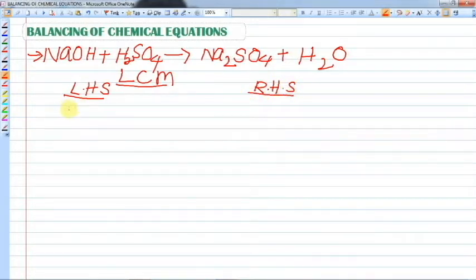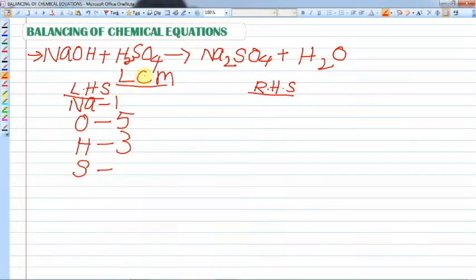First of all, on LHS, how many sodiums are there? The sodium atom is 1. Next, how many oxygen atoms are there? Here 1 and 4, so 5 atoms are there. Next, how many hydrogens? Hydrogen atoms here: 1 plus 2, so 3 atoms. Now sulfur atoms. How many sulfur atoms? Only a single atom. This is the left hand side.